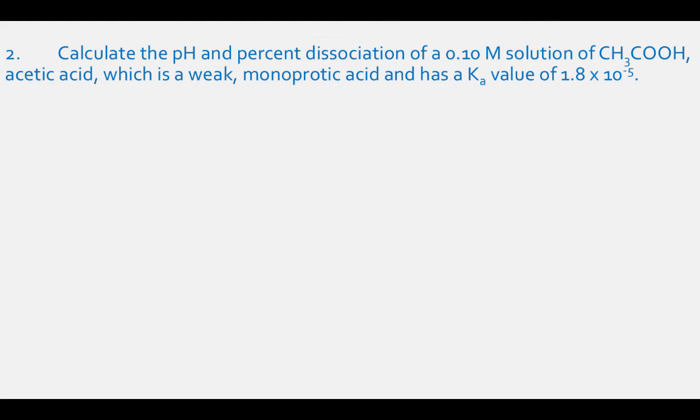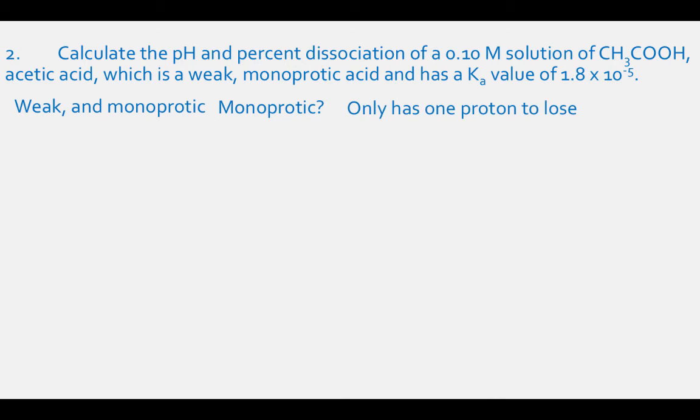Question 2. Calculate the pH and percent dissociation of a 0.10 molar solution of CH3COOH, acetic acid, which is a weak monoprotic acid and has a Ka value of 1.8 times 10 to the negative 5. It tells you it is a weak monoprotic acid. What does monoprotic mean? It means that it only has one proton to lose, so it is a weak acid like we have been studying.